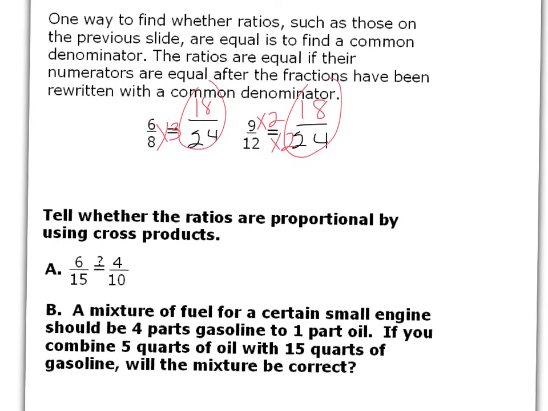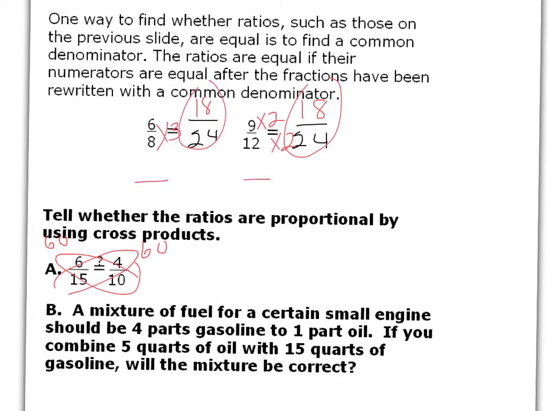All right, tell whether the ratios are proportional by using cross products. Okay, and we did this a little bit last week. Remember, if you multiplied across from each other and the numbers were equal, then they were proportional. So 15 times 4 is 60, 6 times 10 is 60. If the cross products are the same number, they are also proportional. Okay, so you can have a common denominator, or you could have done 6/8 like we did last week, and you could have reduced these also.